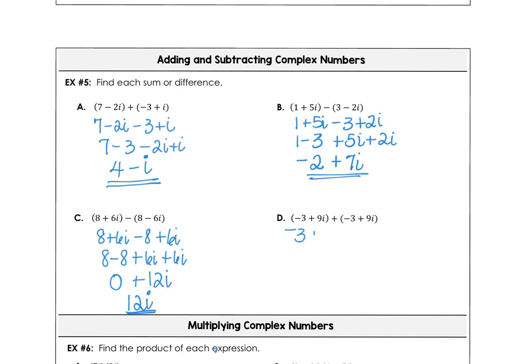Finally, in letter D, we have negative 3 plus 9i plus negative 3 plus 9i. So the real part is negative 6, and the imaginary part is 18i. So negative 6 plus 18i.